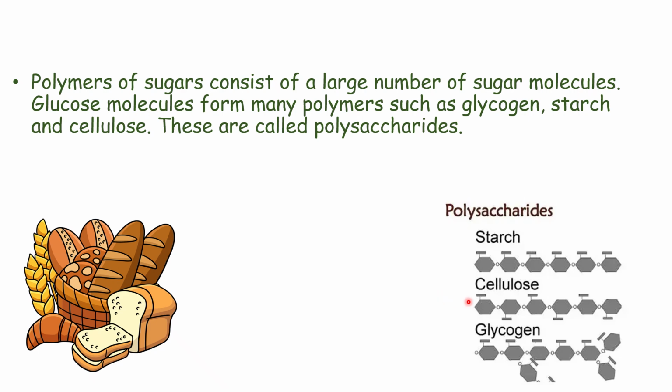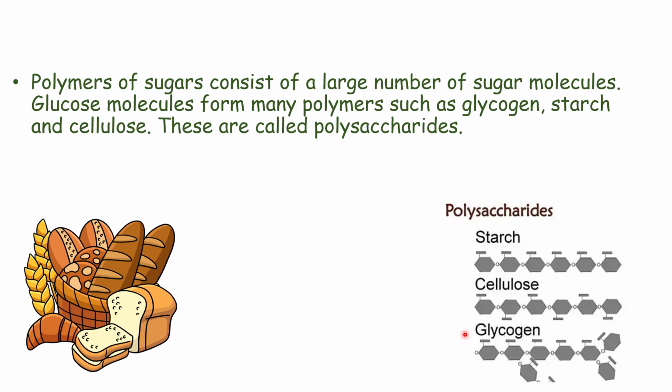And cellulose is another molecule or polymer made by plants. It is found in the plant cell, and it gives the plant cell its rigid texture or shape. That's why it's a bit tough. Another polymer or polysaccharide is glycogen. This one is made by animals.